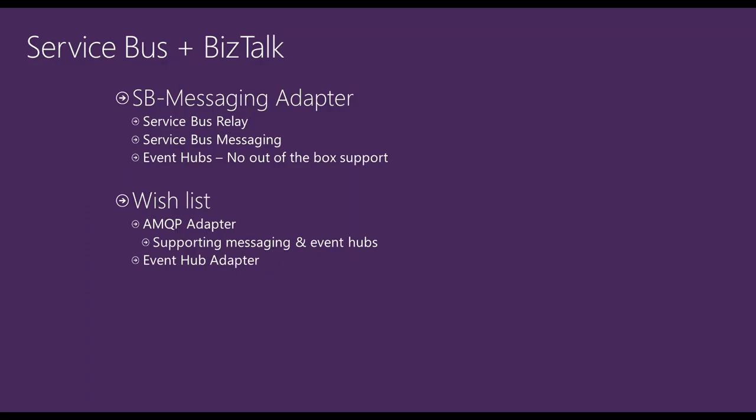But that said, the Service Bus messaging adapter does support all of the key features for relay and messaging. So you can connect to a relay and listen on Service Bus, or you can send to a relay. Likewise, you can connect to a queue, or you can send to a queue. One bit you can't do out of the box is talk to an Event Hub. I'd love to see that in the next version of BizTalk.